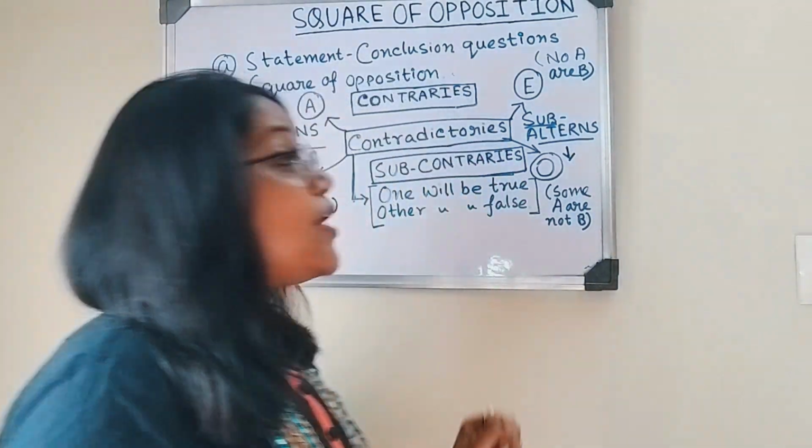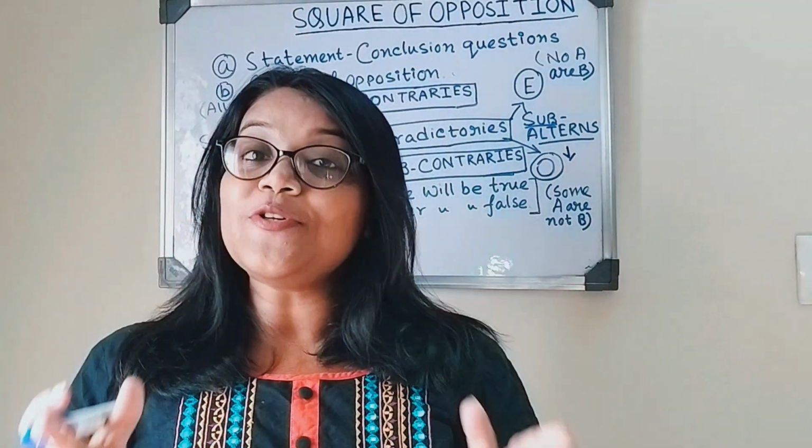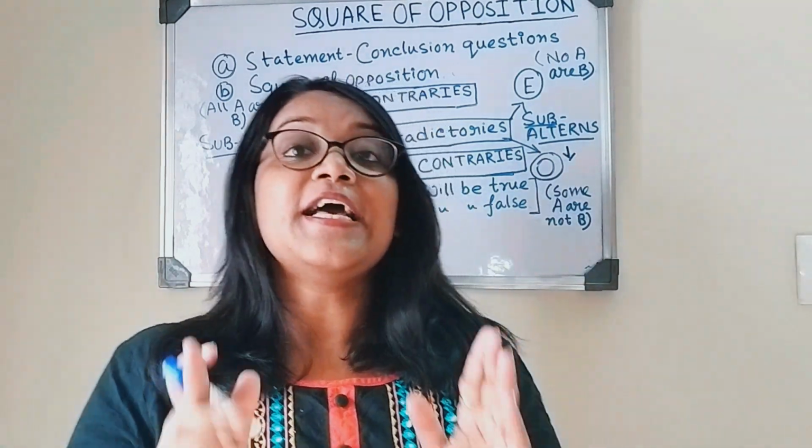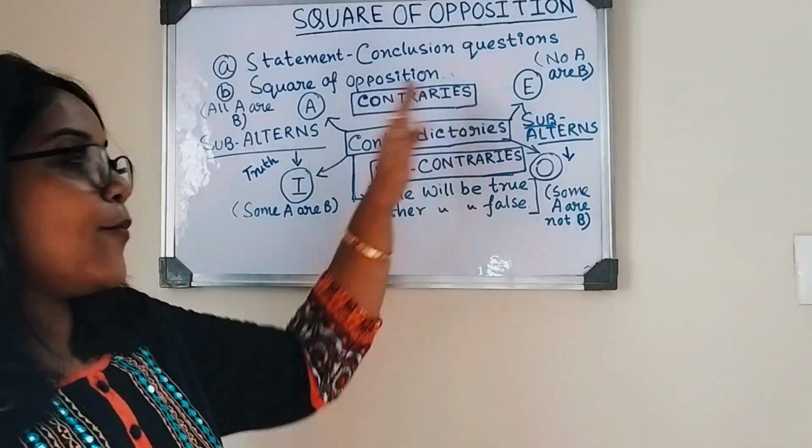Okay, so today we are going to explain one of the most interesting parts from logical reasoning Paper 1, Chapter 6, that is square of opposition.